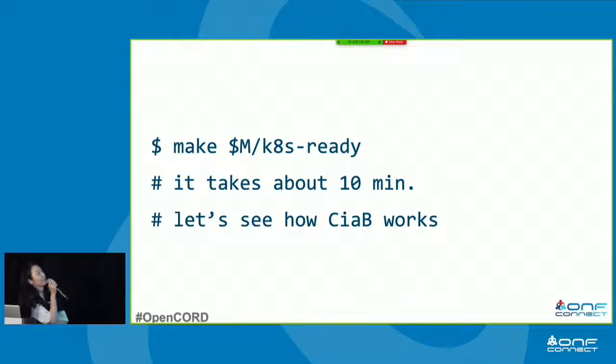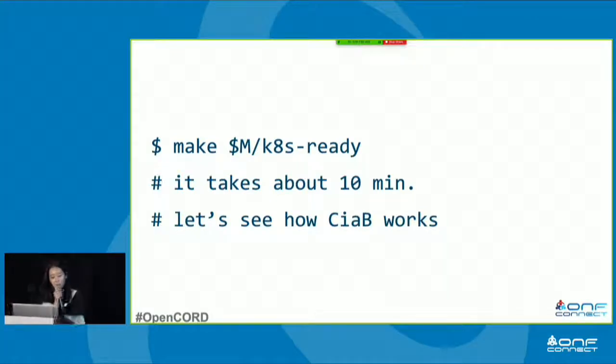So let's install Kubernetes first. You just need to run make and the target name, and it'll take about 10 minutes. You will see Ansible logs displayed when you type this command. If anyone doesn't see the log, just raise your hand. And while we are waiting, I will explain how COMAC-In-A-Box works.